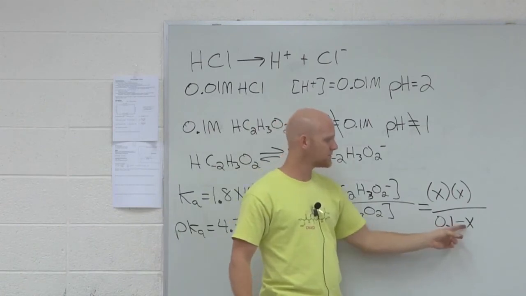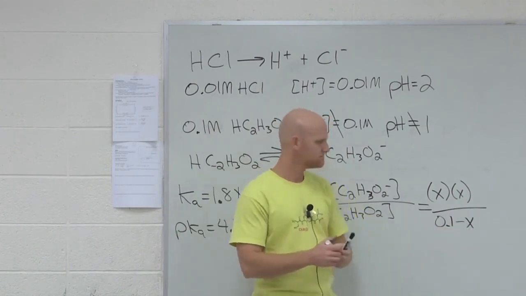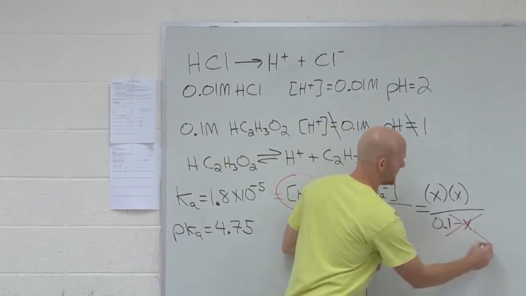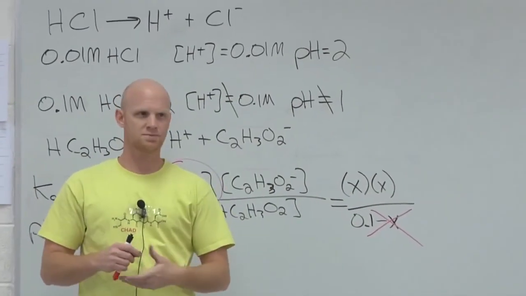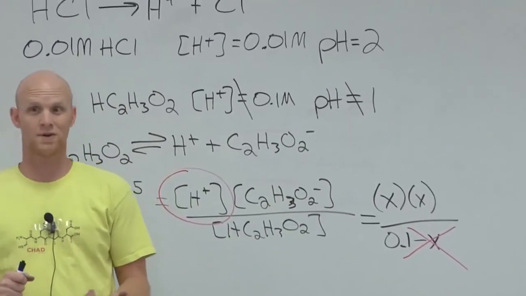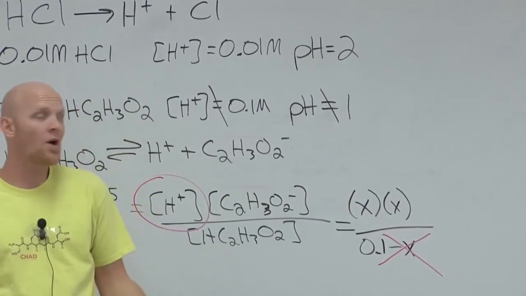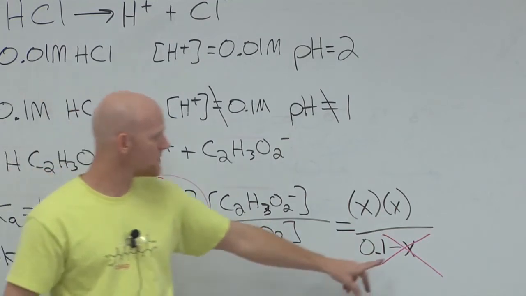What's 0.1 minus a really small number? It's 0.1. You know, 0.1 minus 0.00001 would just be simply 0.1. I mean, it'd really be 0.099999, you know. But it's 0.1 for all intents and purposes. And we're just going to ignore that.